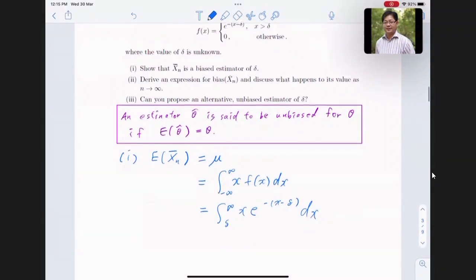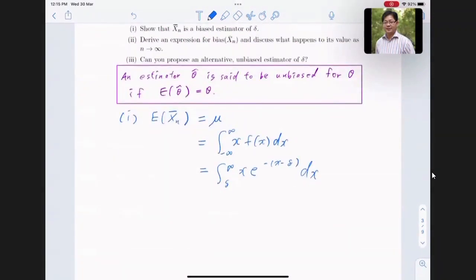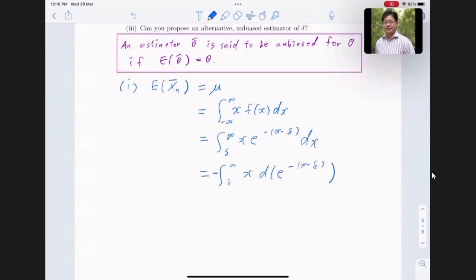We just make use of your basic knowledge of how to determine this integral. It will rely on a technique called integration by parts. I assume that all of you know how to do the integration by parts. If you are not very familiar with this technique, maybe you can just try to understand and follow. We put this exponential function into the differential. Because we have a negative sign here, we need to attach a negative sign outside the integral.